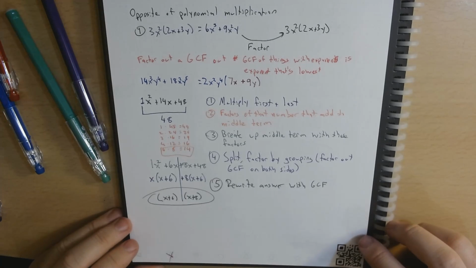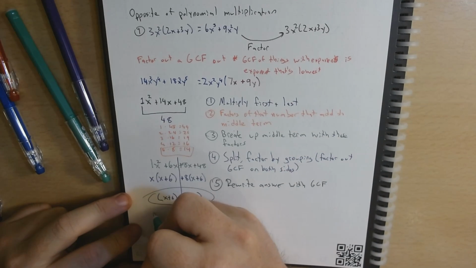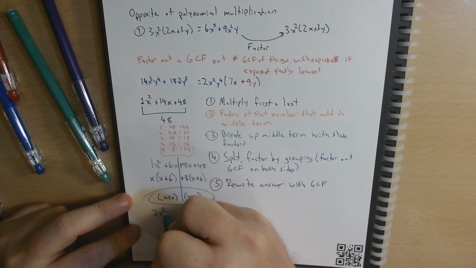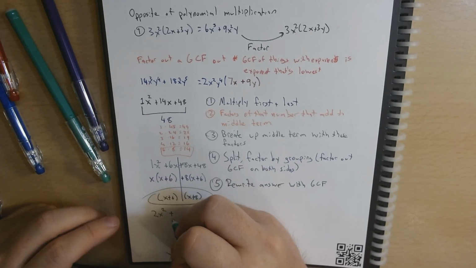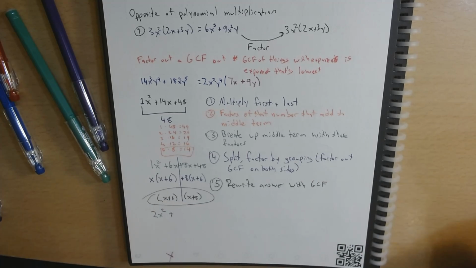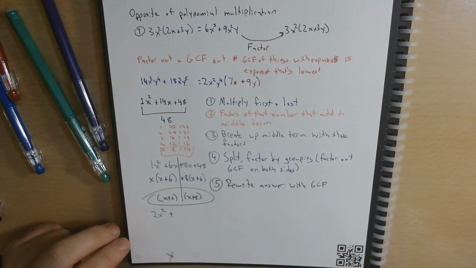But I'm going to do some more example problems because there are some tricky things that can happen with this. First of all, you can have numbers that aren't a 1 in front, like 2x squared plus, and then you can have negative numbers as well. So let me think of a good problem with negative numbers in it.